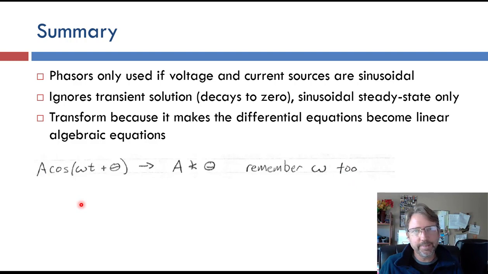All right, so that is a summary of the math behind phasors and the justification for why phasors are a good thing. It gets rid of differential equations. It transforms our equations back to linear sets of equations for our circuits with complex numbers, but that's a good trade-off. It does ignore the transient solution, which decays to 0 in a few time constants, so it's an okay thing to ignore. So we'll use all of this in the next video to solve some circuit problems.